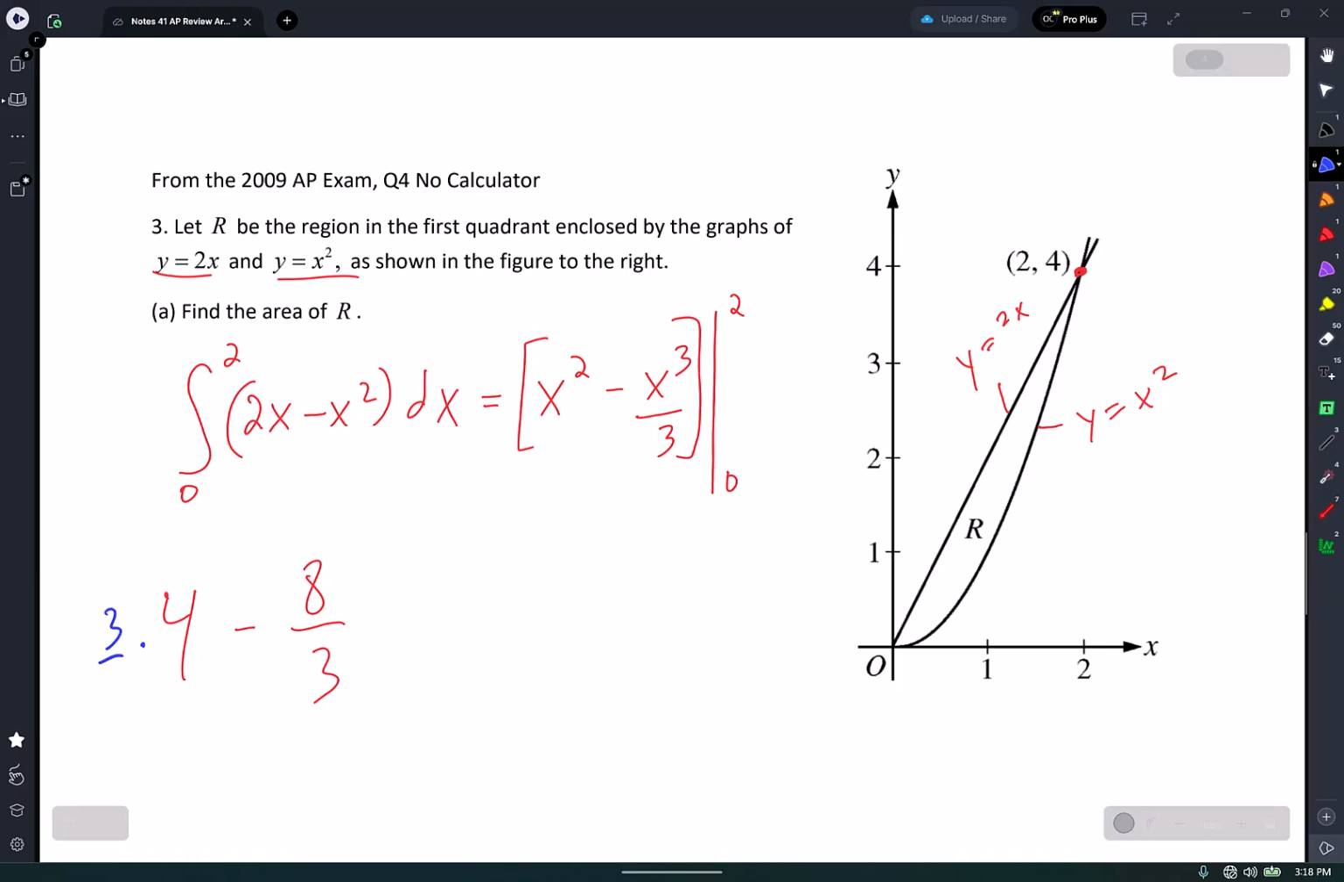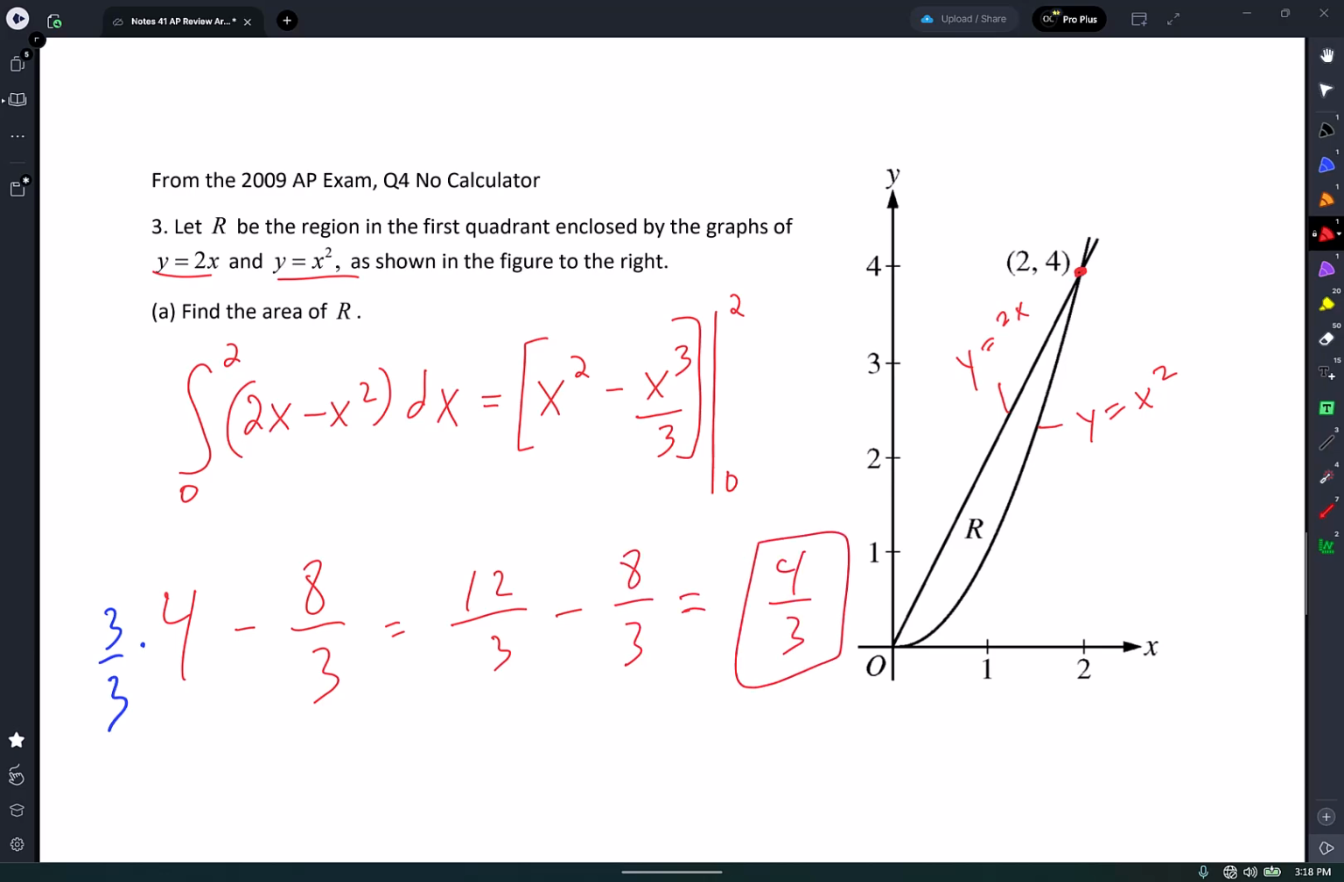But I want you to be courageous. I'm going to multiply this by 3 over 3. So here we go. 3 times 4. And 12 minus 8. So this is going to be 4/3.